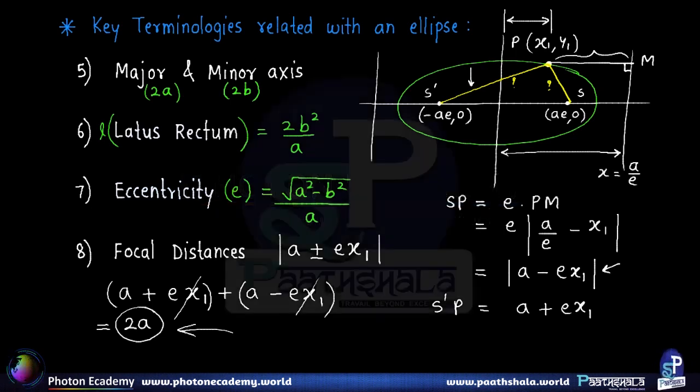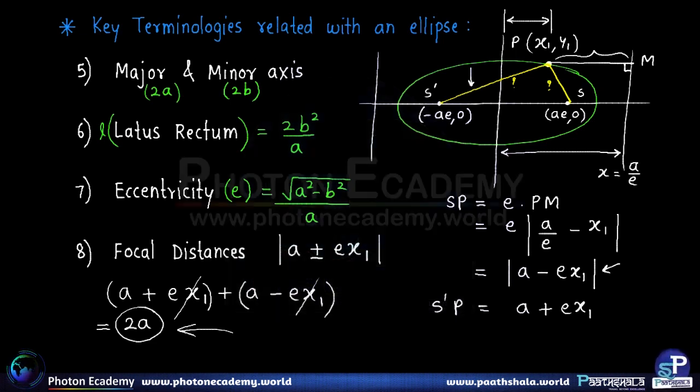Alright, so these are the different important terminologies, and now we will summarize all of these for both the orientations of the ellipse, that is the horizontal ellipse, where a is greater than b, or the vertical ellipse, where a is less than b. So in the next few slides we will go through the values of these important parameters for both of these standard orientations of the ellipse.